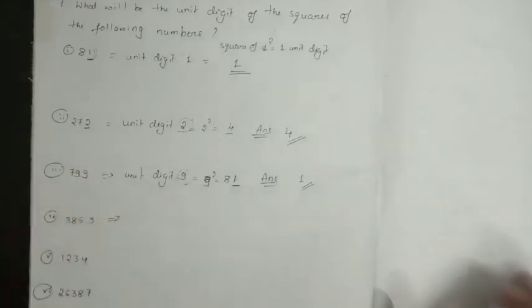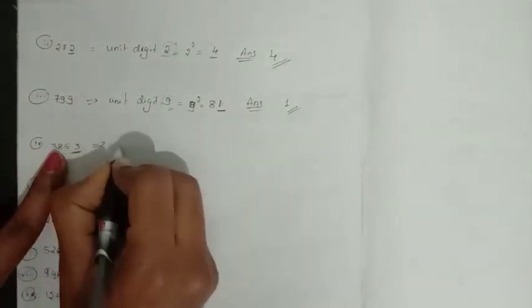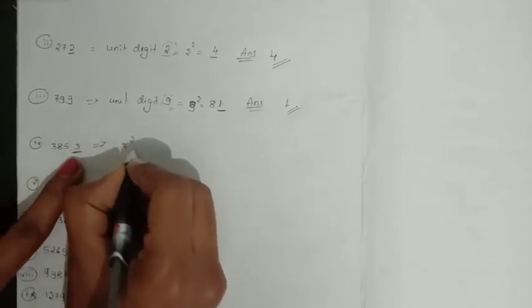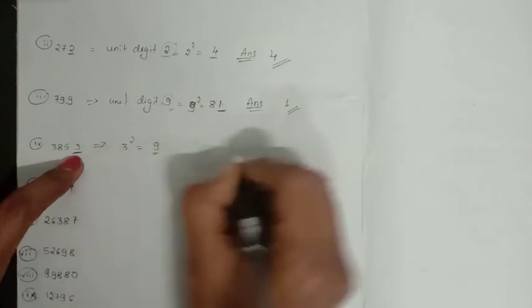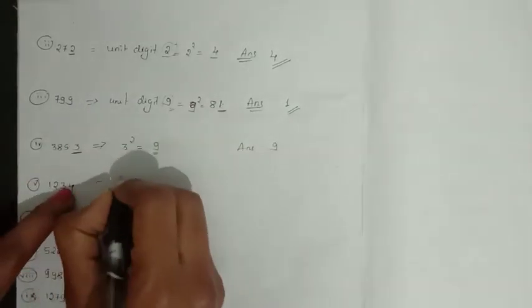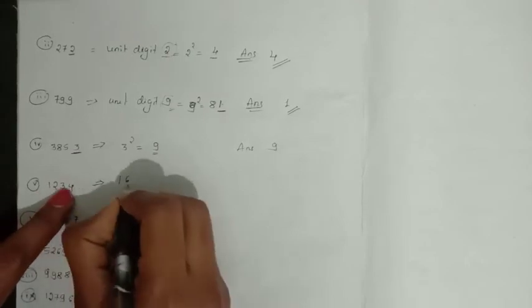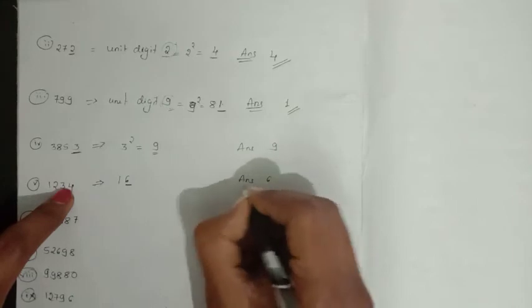Now I will do it directly. 3 is the unit digit here. 3 squared is 9, so your answer is 9 here. 4 squared is 16. 16 means the unit digit is 6, so your answer is 6 here.